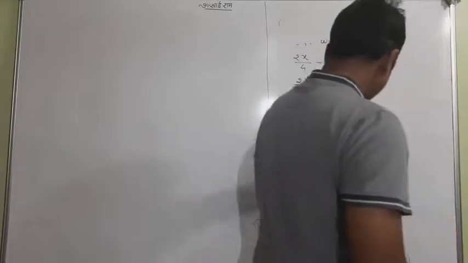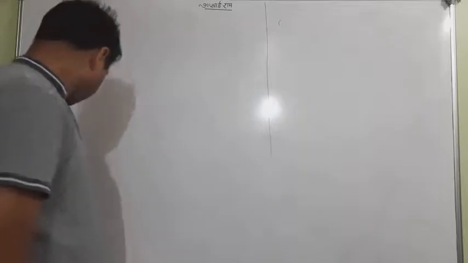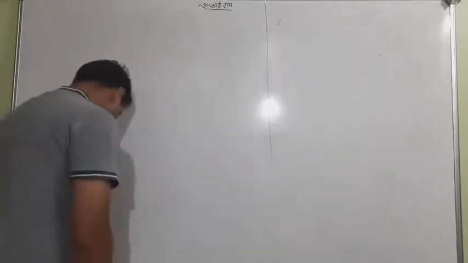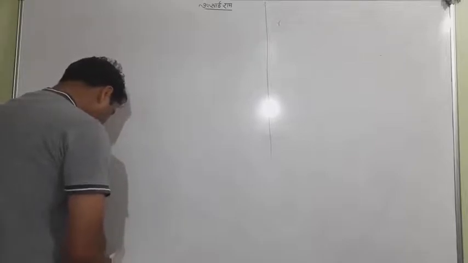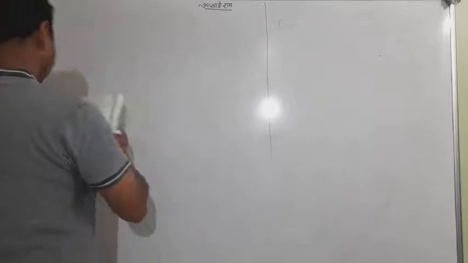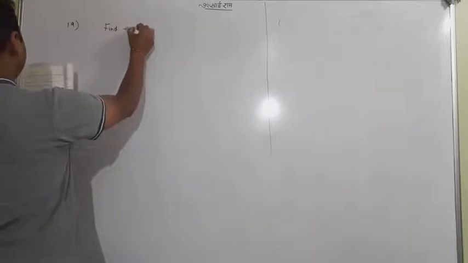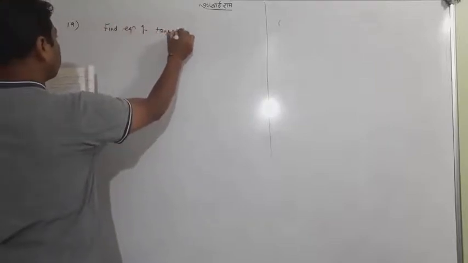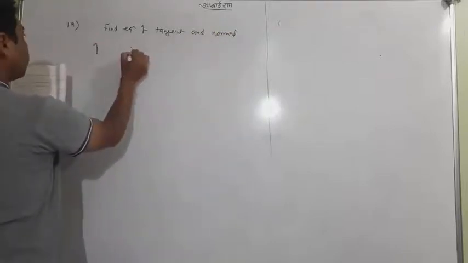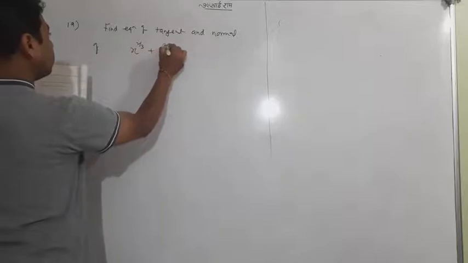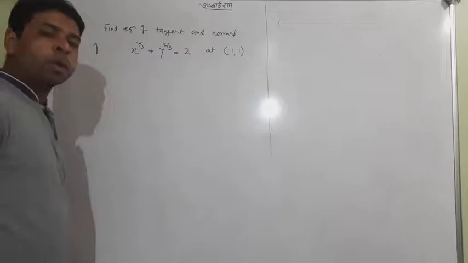Okay. Now we put more questions here. I will take now example number 19. Find the equation of tangent and normal of the curve x to the power 2 by 3 plus y to the power 2 by 3 equals 2 at 1, 1. Very simple.